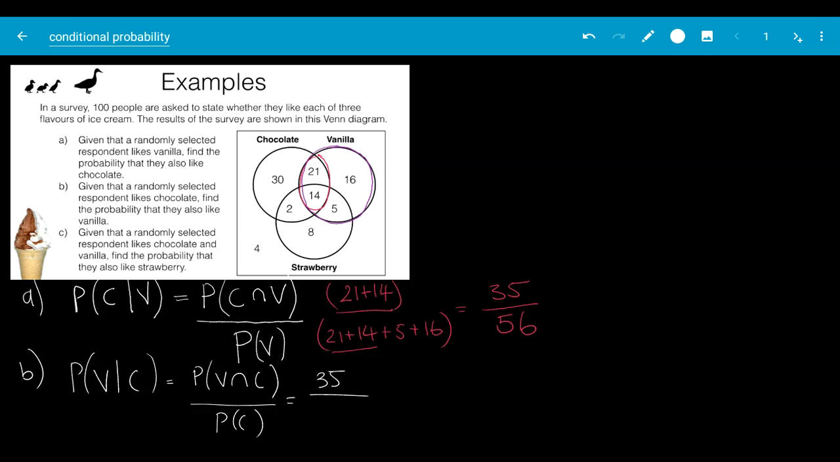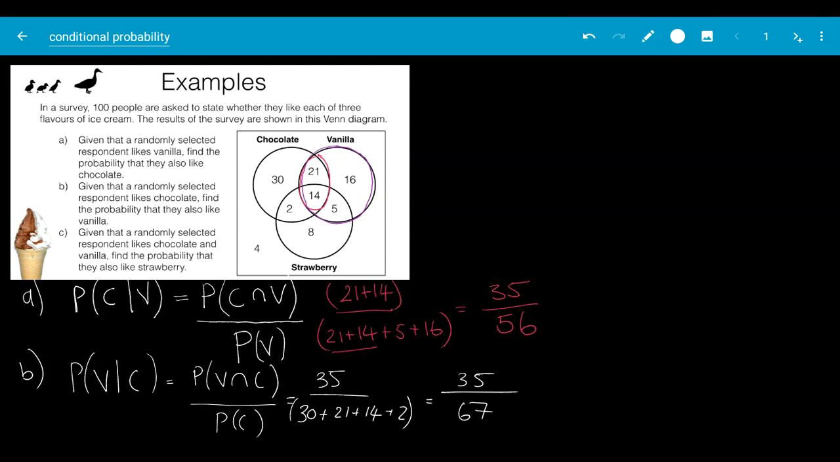over, well, how many people like chocolate? So that's 51 from the 30 and the 21, plus the 14. Let's just add these up then. So you've got 30 plus 21 plus 14 plus 2. And that makes 51, 65, 67. So two completely different probabilities there.